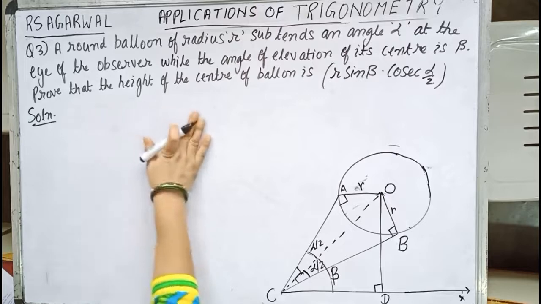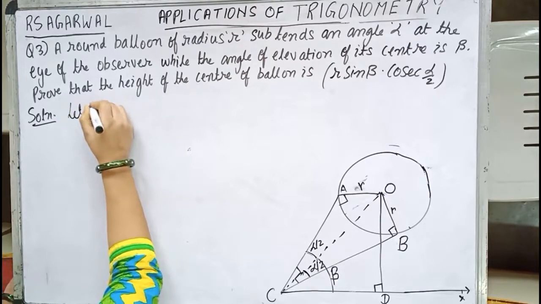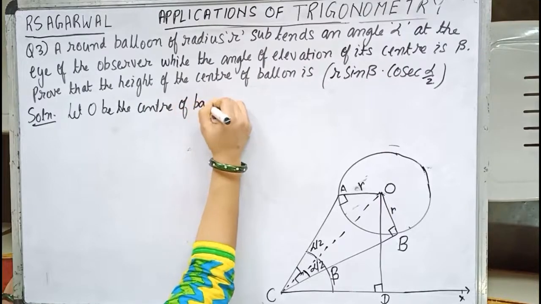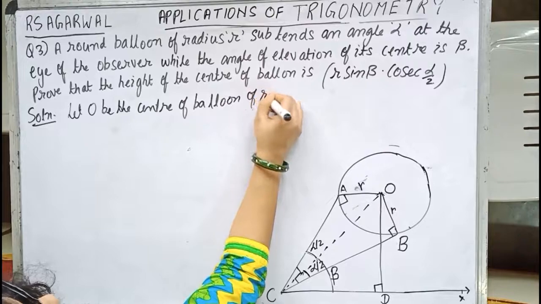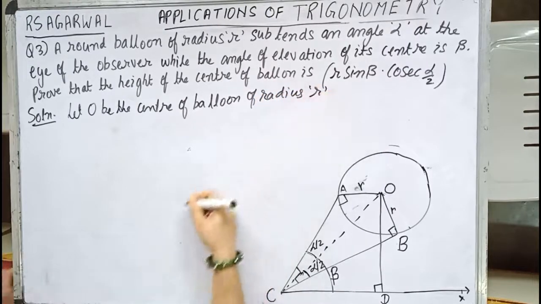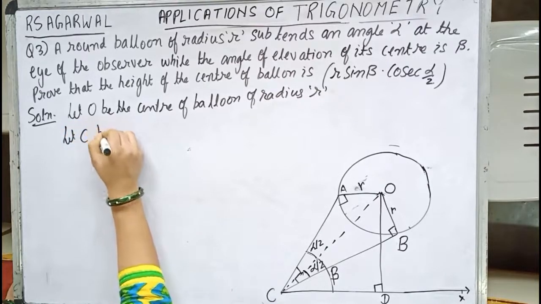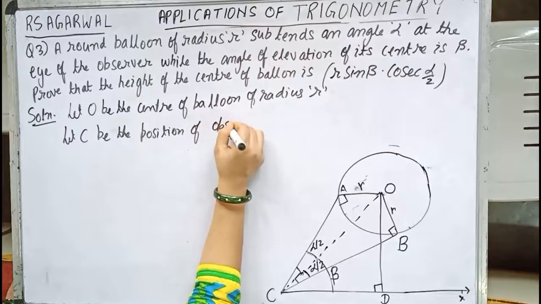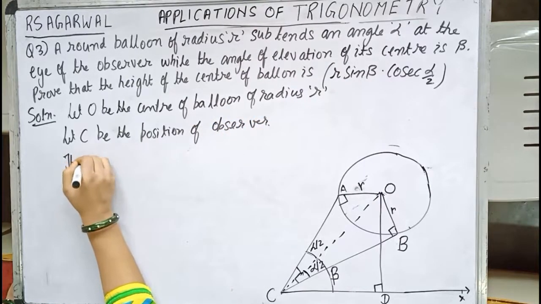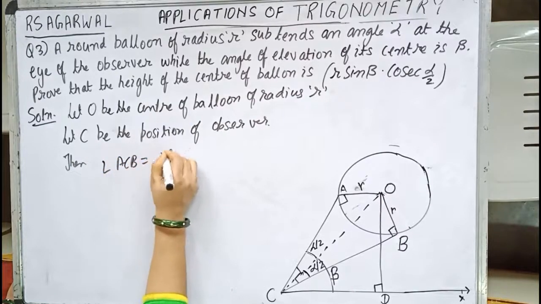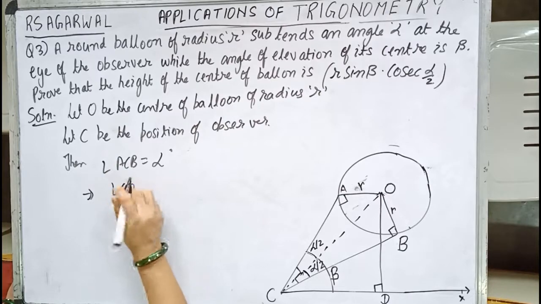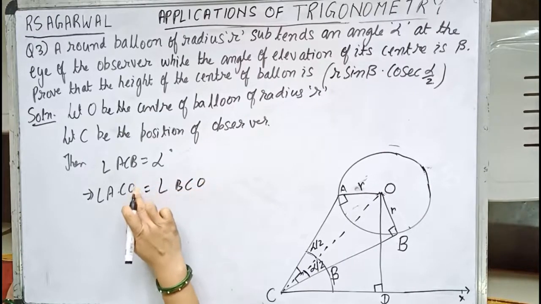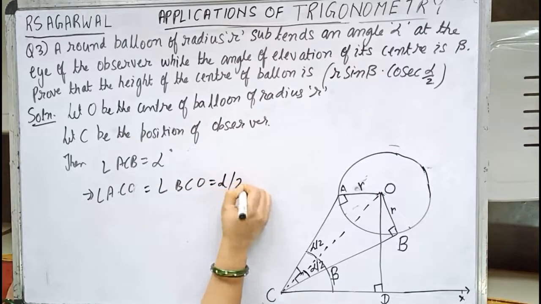So let us start, the introduction part. Let O be the center of the balloon of radius r, let C be the position of the observer, then angle ACB equals alpha, which implies angle ACO equals angle BCO equals alpha by 2.